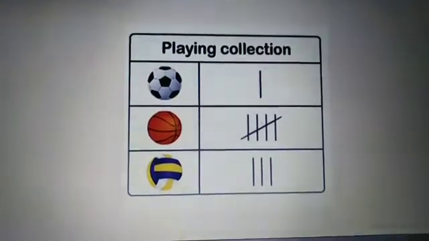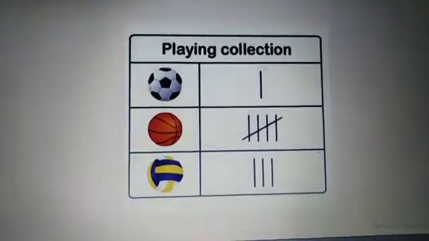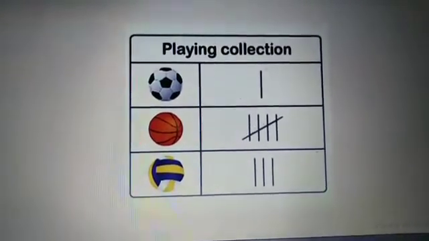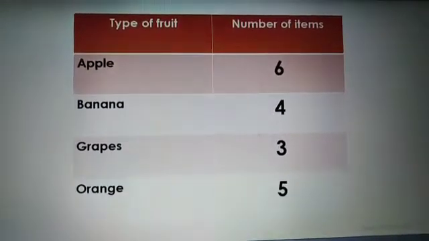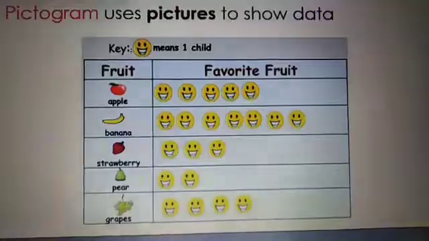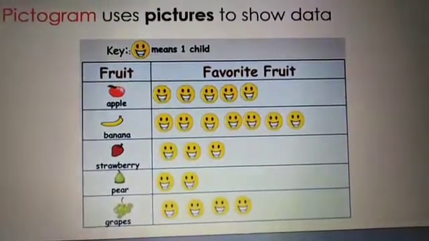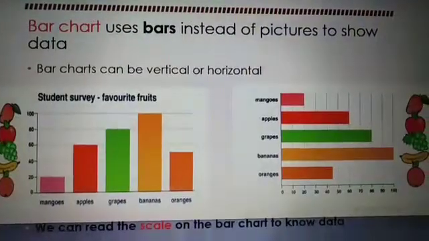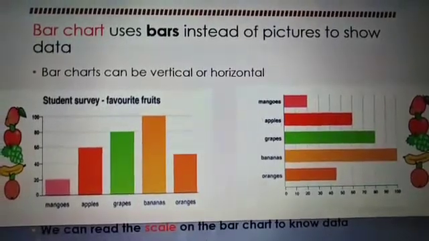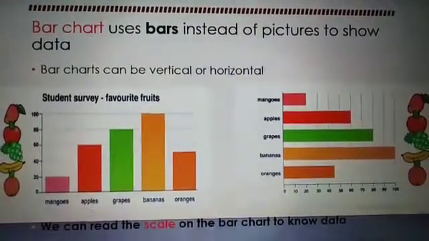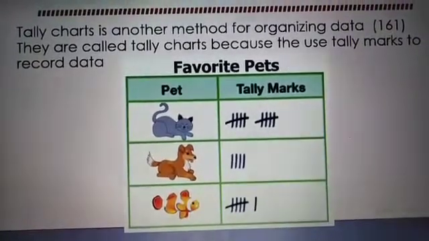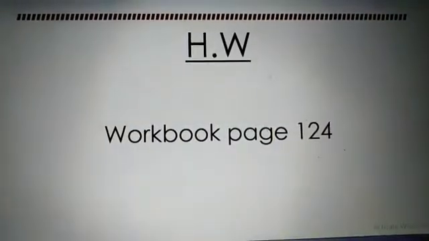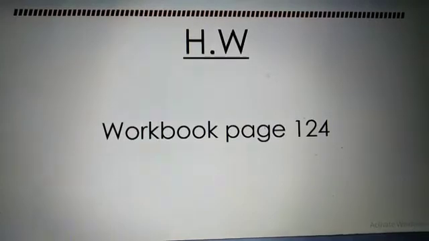With this example, we ended our math period for today. Let's take a quick revision. Our first type was lists and tables. Our second type, pictograms. Our third one, bar charts. And we ended our period with tally charts. This is the end of our math period for today.